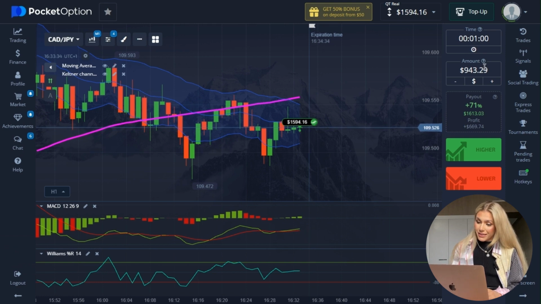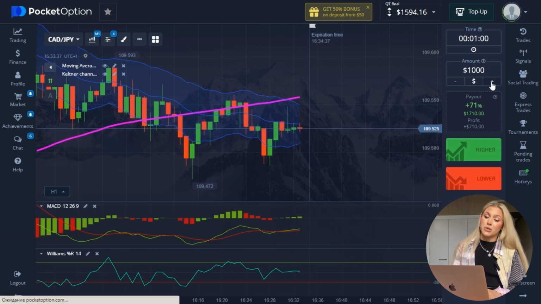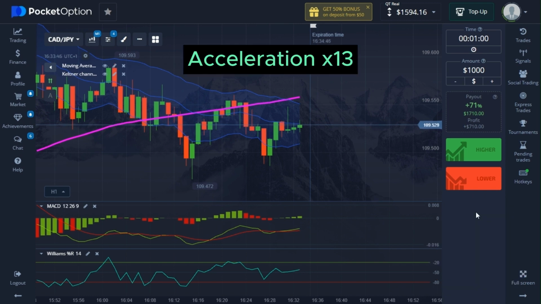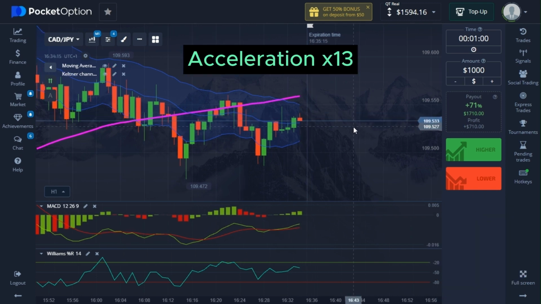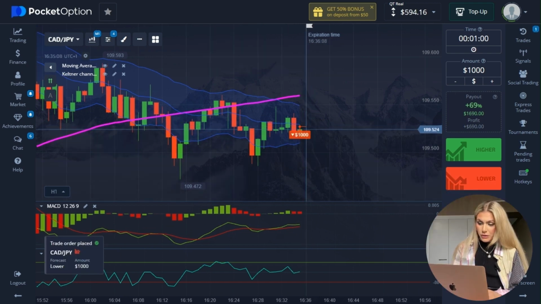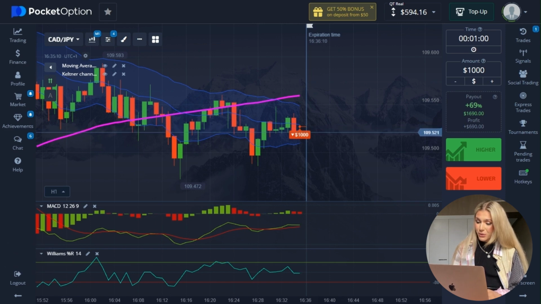But we have $1,594 on the balance already. Let's increase the investment size to the maximum possible 1,000 and observe the price. I'm opening another trade for the same reasons. Last time my forecast didn't fully work out, so I expect a similar movement. So I'll continue talking about indicators in the meantime.